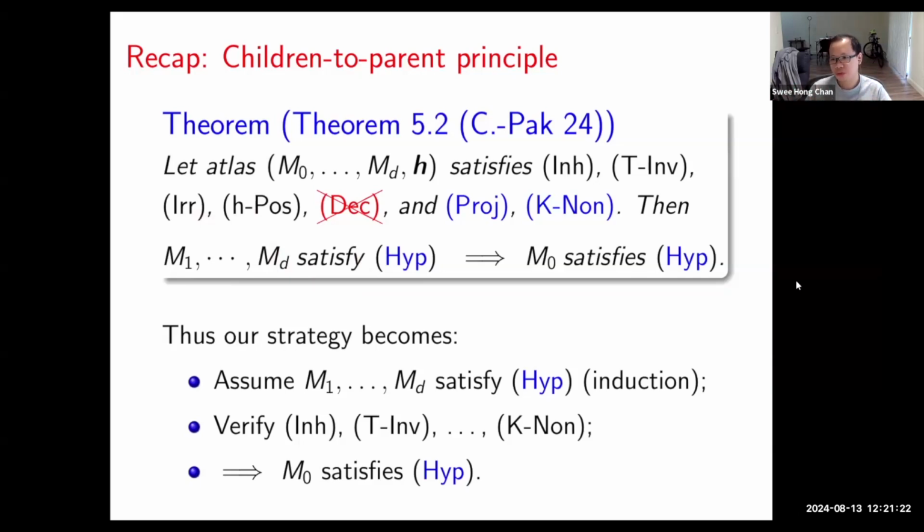Let me just make one remark, which is that here you see there's a property called the decreasing property. I put a cross here. The reason is that, unfortunately, because our poset case is more complicated, this decreasing property is too restrictive. It is not true anymore for the extension atlas. That's why we substitute it with 2 properties, the projection and k non-negativity. I will not explain them today, but let me promise you that these 2 properties are also not hard to verify.